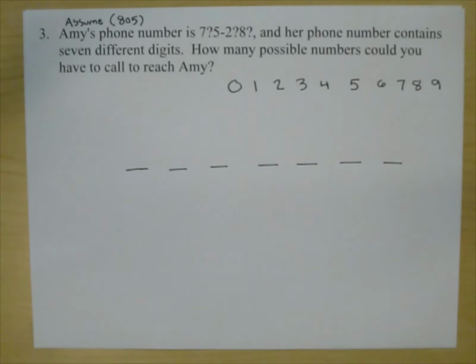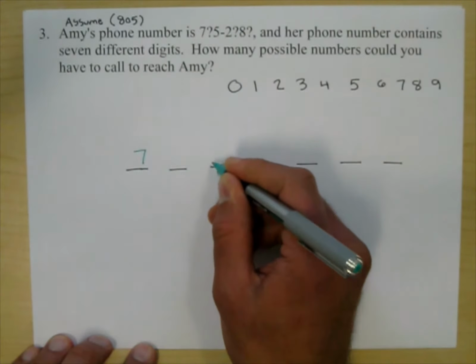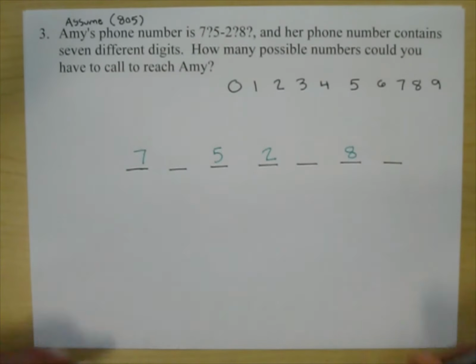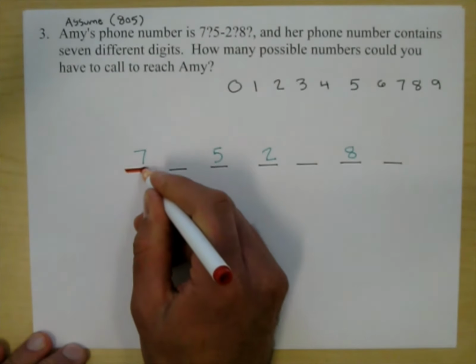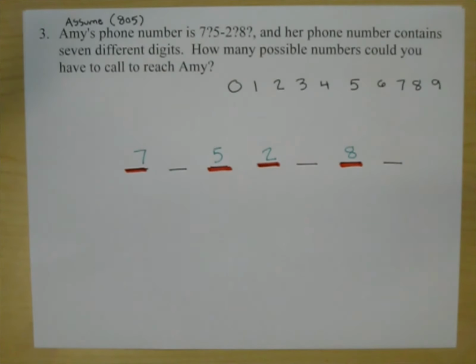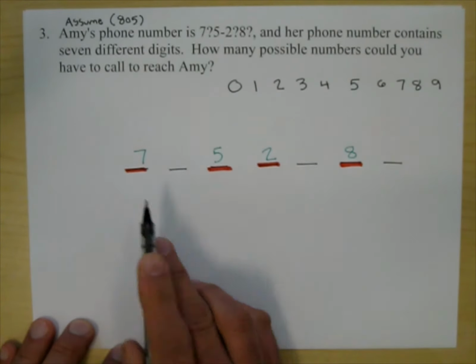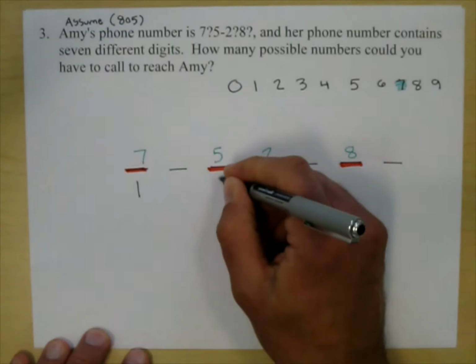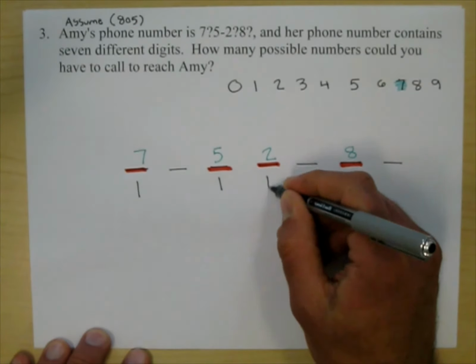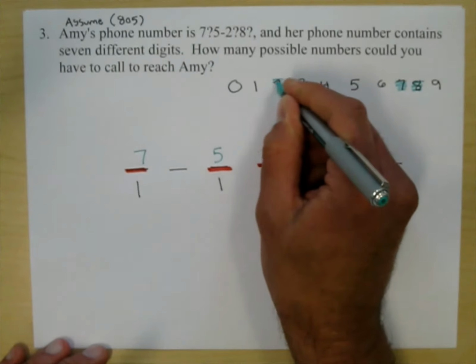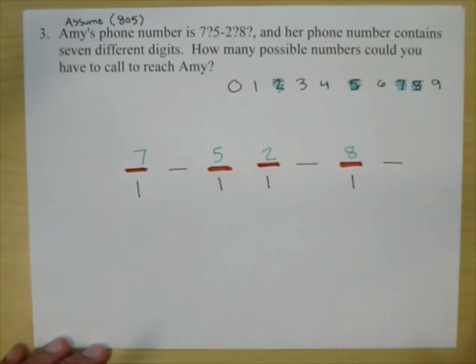So what is her phone number? It is 7 something 5, and then 2 something 8 something. So these guys right here are the restrictions. So how many choices do I have for this restriction? 1. It has to be a 7. And how many choices do I have for this restriction? 1. It has to be a 5, and this is a 1, and this is a 1. So let me cross those off the list. So we cross off the 8, cross off the 2, and cross off the 5.